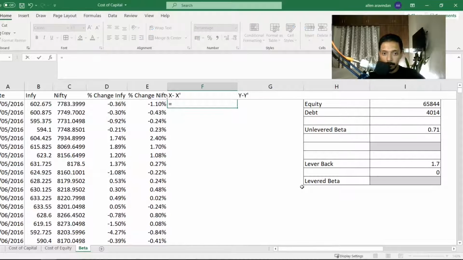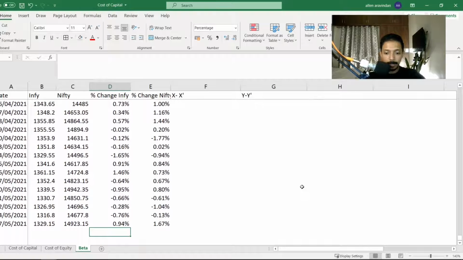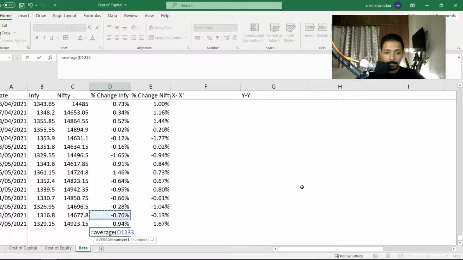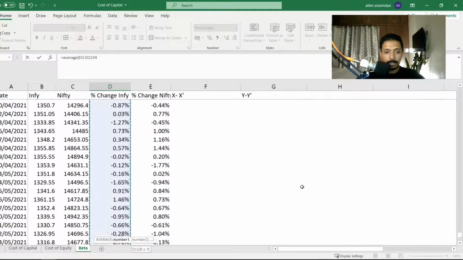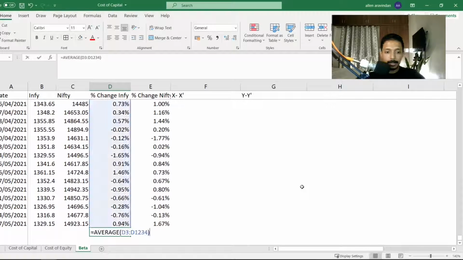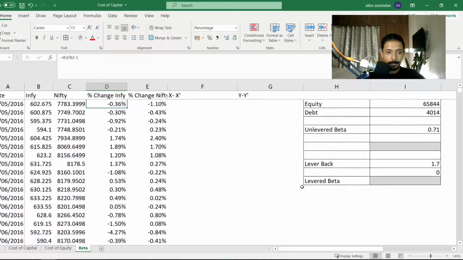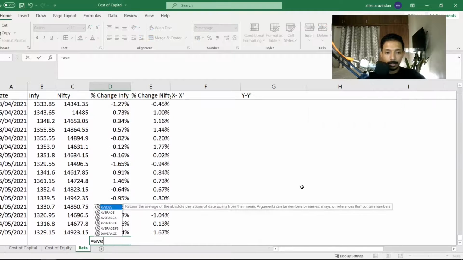So if you can see, x minus the mean. First we need the mean, so let's calculate the mean here. We're just going to find the simple average. Oops, I selected wrong, let me do it again.